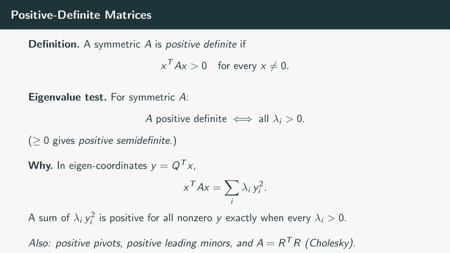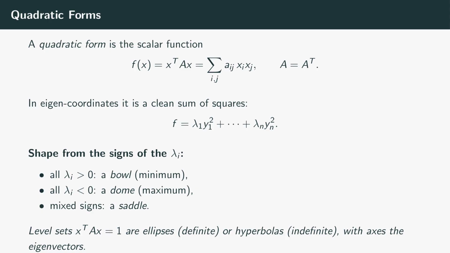They are the matrices that behave like genuine upward curving measures of size. Positive definiteness is really a statement about a surface. A quadratic form is the function that takes a vector x and returns x transpose times A applied, that is, x transpose Ax, a single number built from products of pairs of coordinates, with A symmetric. By the spectral theorem, rotating into eigencoordinates turns this tangled expression into a clean sum of squares, each eigenvalue times the square of a coordinate.